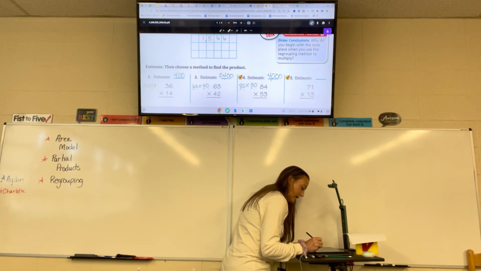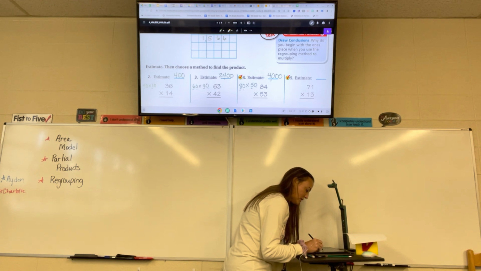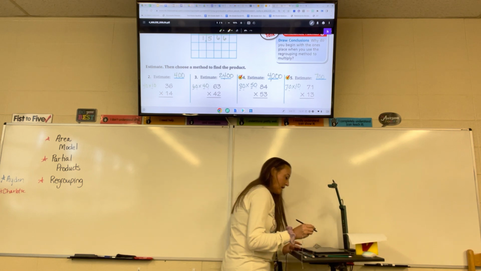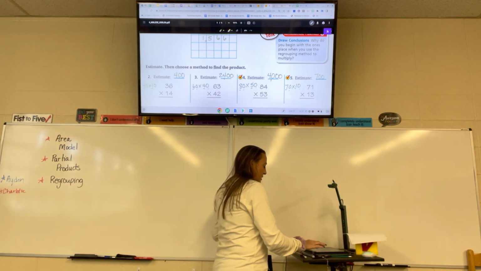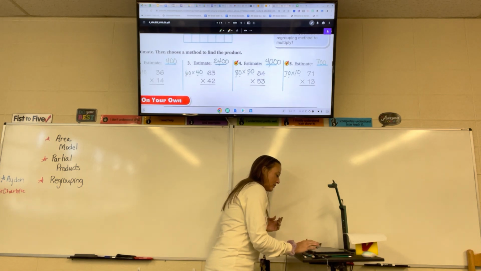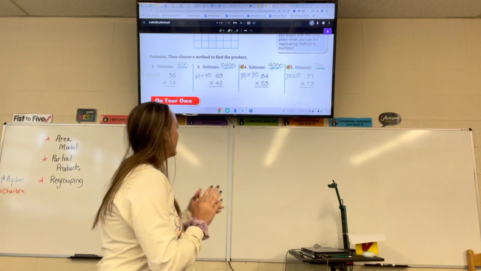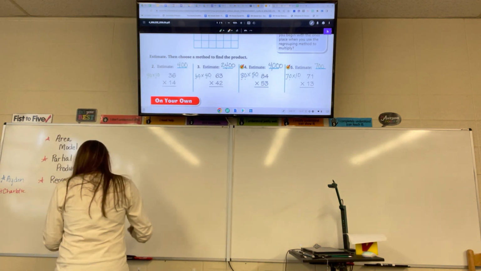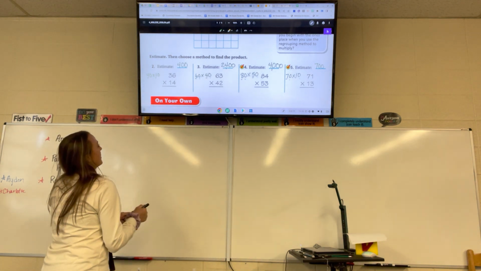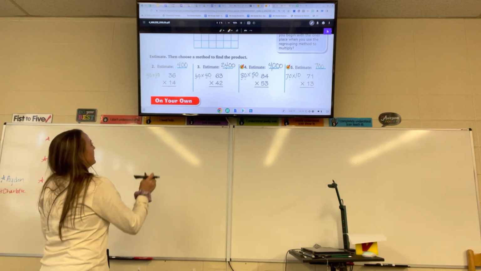Okay. And then 71 rounds to? 70. And 13 rounds to? 10. Basic fact? 7 times 1. 7 with 2 zeros. 700. Very good. Okay, so now we've got the 4 estimates. So now we can either do area model, regrouping, or partial products. Because of space, I'm going to do them up here.